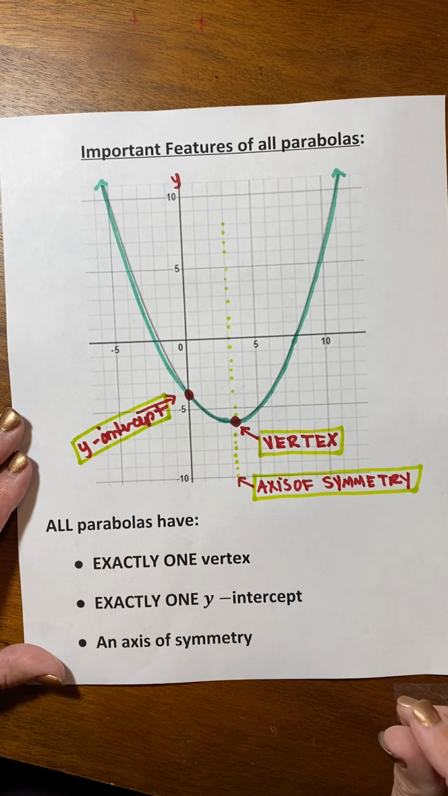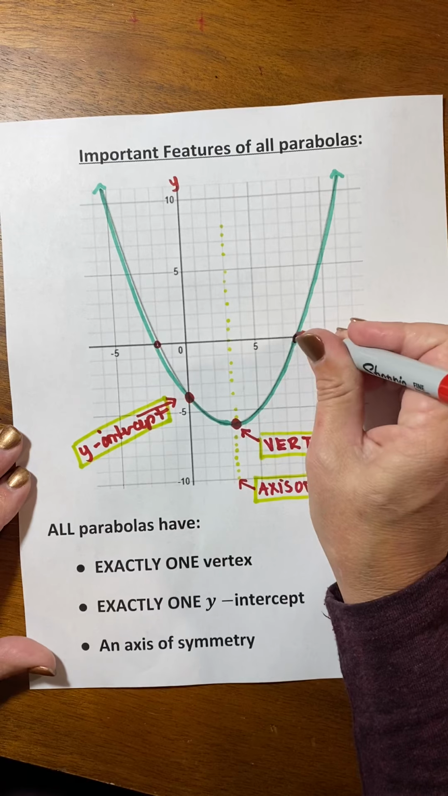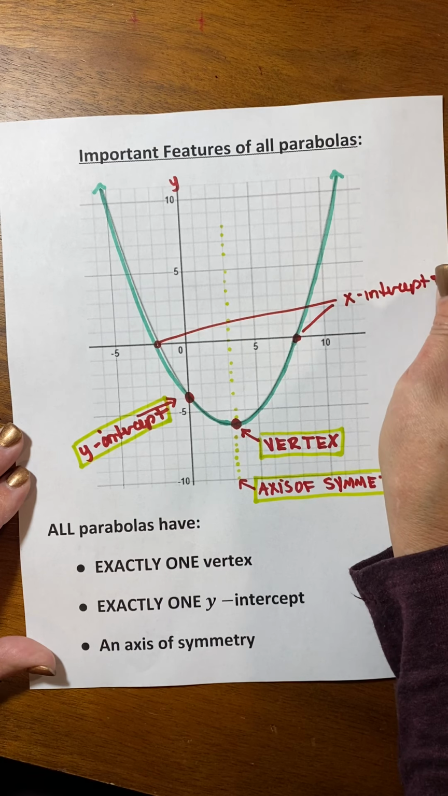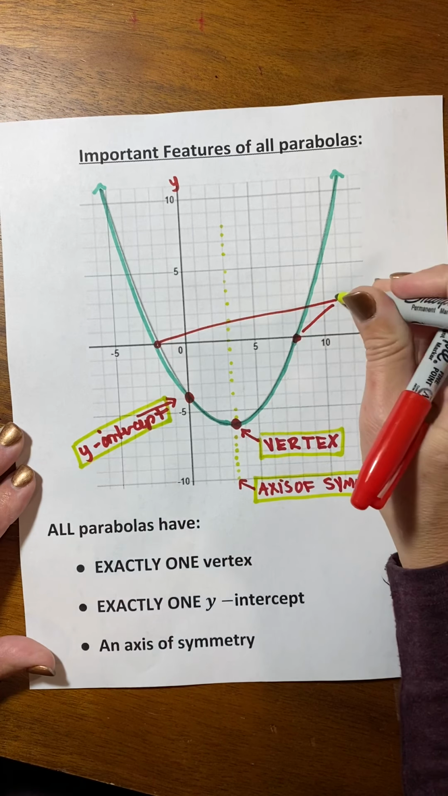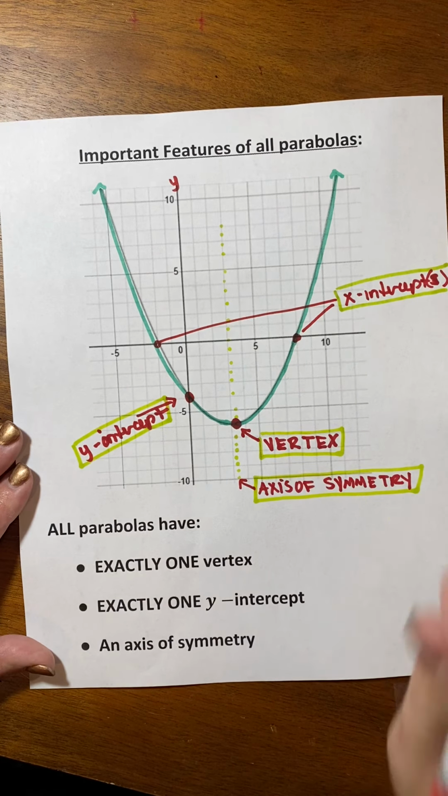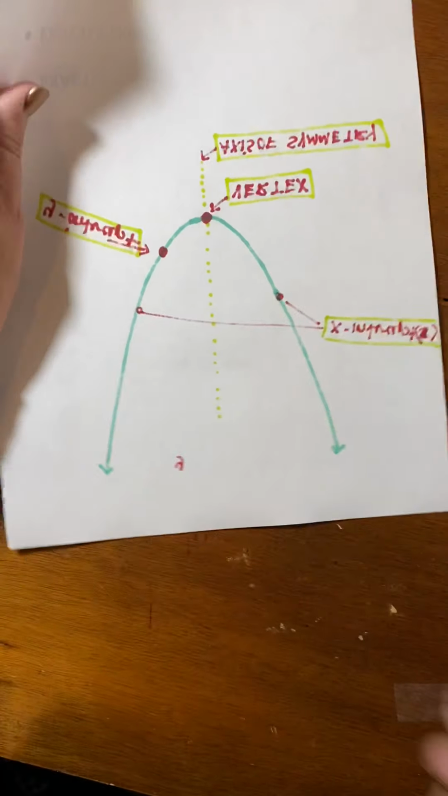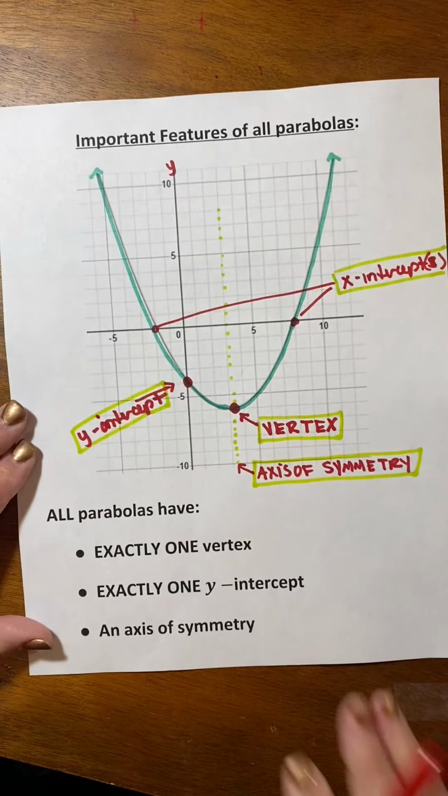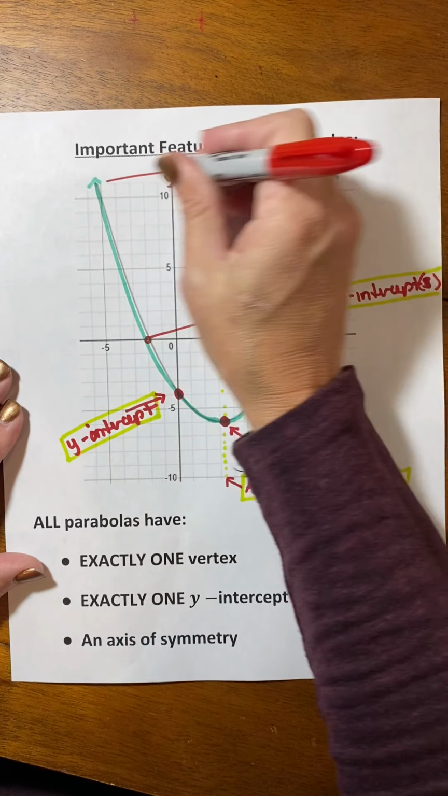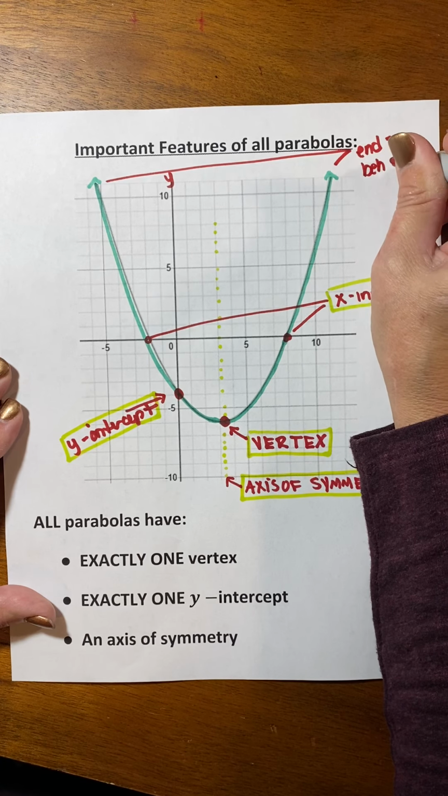Now, some other important features are if the graph crosses the x-axis, we call these points the x-intercepts. The graph of a parabola may or may not cross the x-axis, and we'll talk about that a little bit later. And then the direction in which these arrows point, if it's a right side up parabola, they point up. If it's an upside down parabola, they point down. We call that the end behavior of the function. So that means eventually it's just going to keep going up forever. These arrows give us a direction for how the graph eventually behaves.